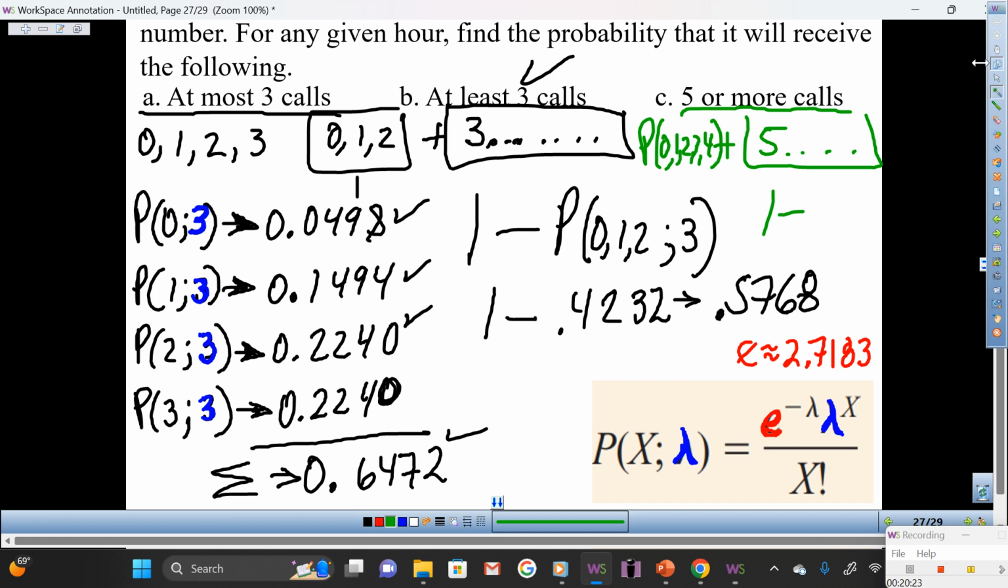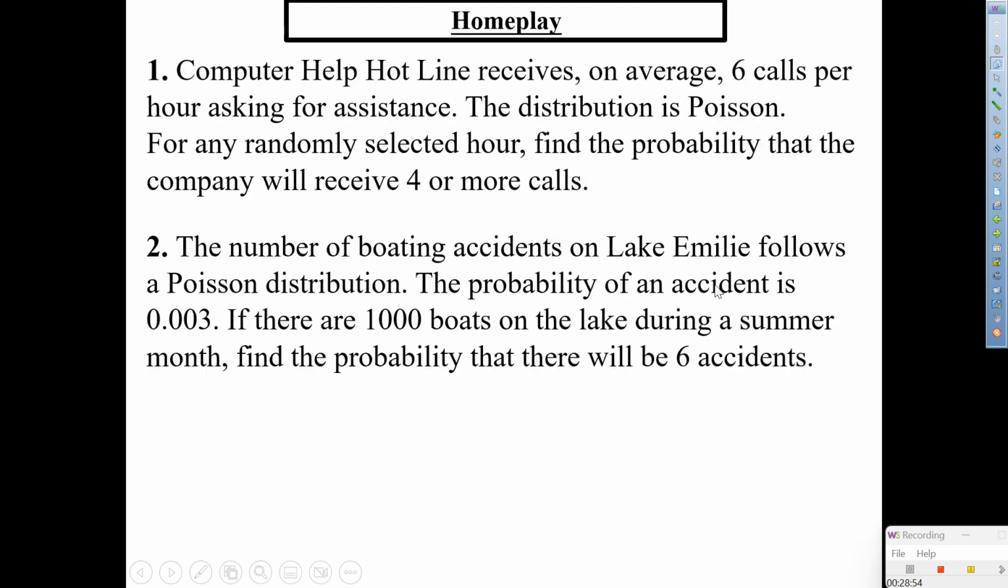All right, I'm going to stop right there. I'll let you guys do the computation for that last one, because you only need to find one more, and then just add all of these to that. Yes, Mr. Q. All right. So home plate for tonight. Take a screenshot of that. Numbers 1 and 2.